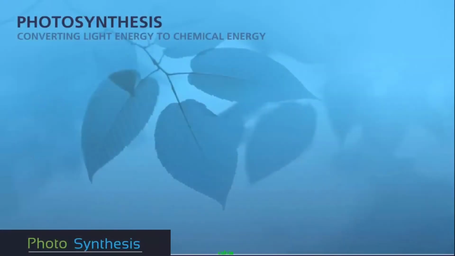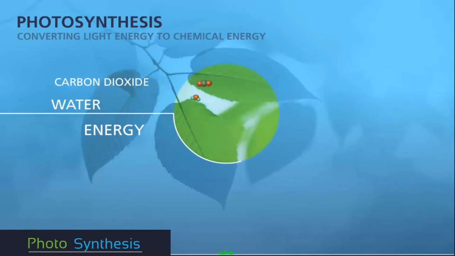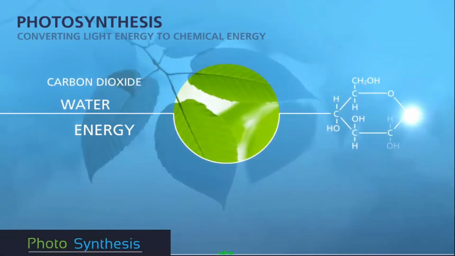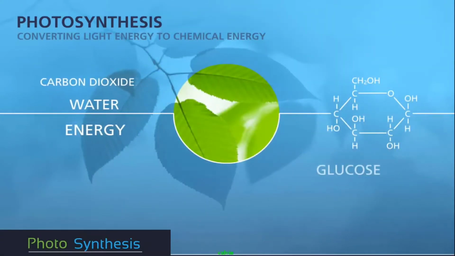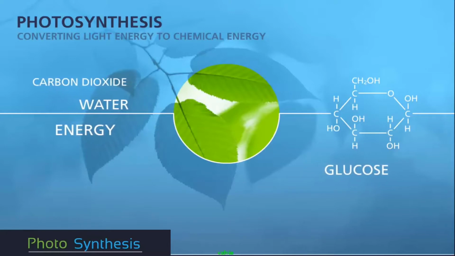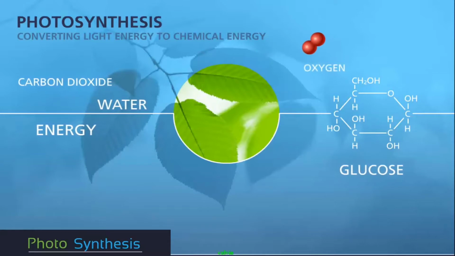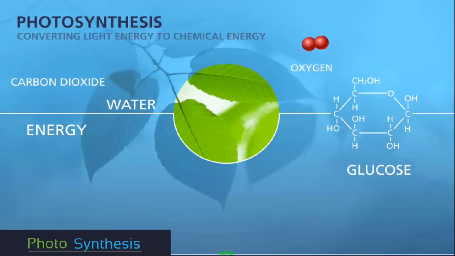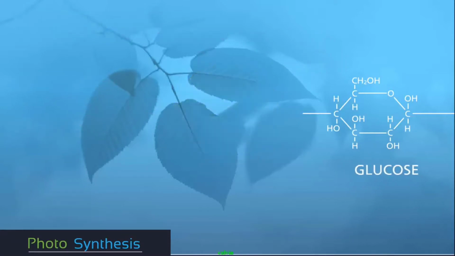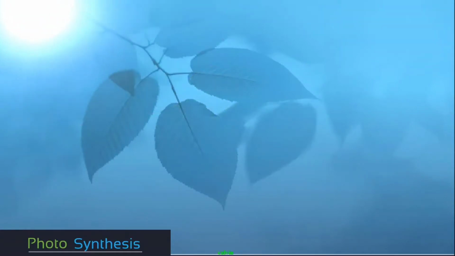Good morning, students. Today we are going to study how photosynthesis and respiration occur in a cell with the help of an animated video. Here, photosynthesis requires carbon dioxide, water, and energy to form glucose. How these molecules are made available to the plant is the basis of photosynthesis.